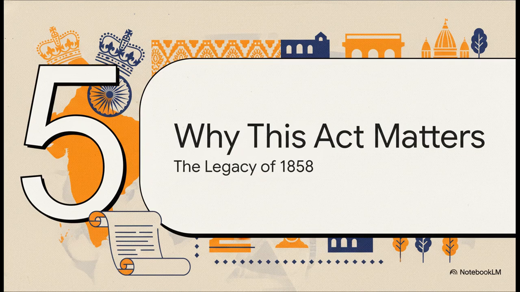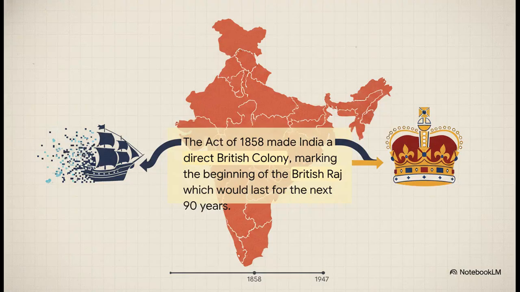Okay, so let's zoom out one last time and talk about the big picture. What was the real long-term legacy of this act for India? Why does it matter so much? At the end of the day, this is the number one takeaway. The Government of India Act of 1858 is the official start of the British Raj. It's the moment India went from being a territory managed by a company to a formal colony, ruled directly by the British government. And this new reality would define life on the subcontinent for the next 90 years, all the way up to independence in 1947.